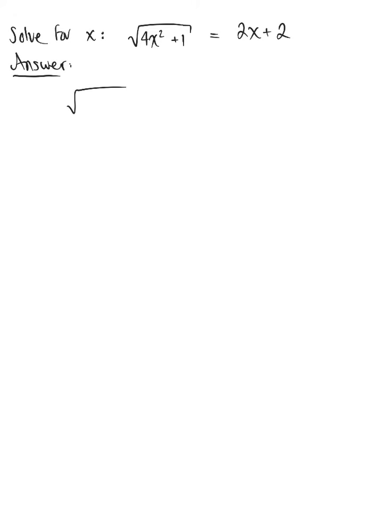So if we have this square root of 4x squared plus 1, and that is equal to 2x plus 2, to remove that square root, we want to go ahead and square both sides. So we square the left-hand side, and we square the right-hand side. On the left, the square and the square root cancel each other out, leaving us with 4x squared plus 1. And then on our right-hand side here, we're going to need to FOIL this out.